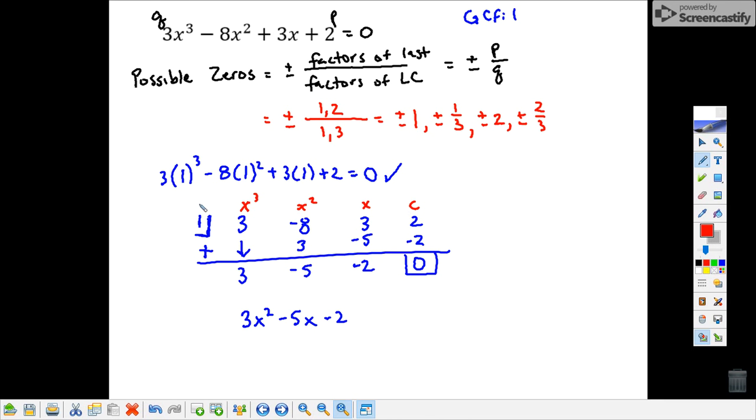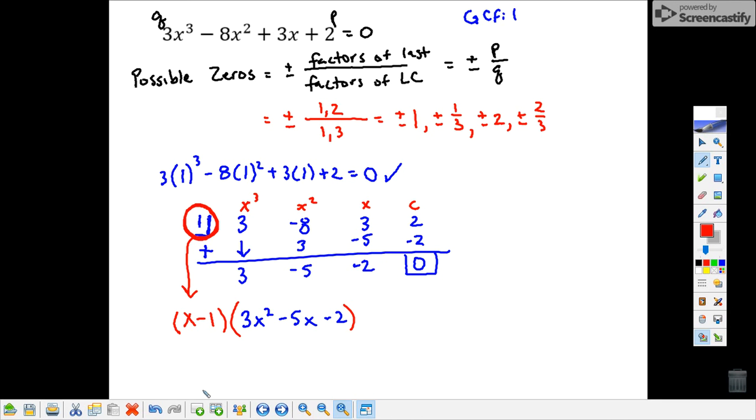Now here's the dilemma though, or not the dilemma. This is the part most people forget. This one actually told you what one of your factors is. So your answer isn't just 3x squared minus 5x minus 2. We need to have another factor as well. Based on this one, we always do the opposite, you recall from synthetic division. So instead of a plus 1, we would do a minus 1. So one of our factors is x minus 1.